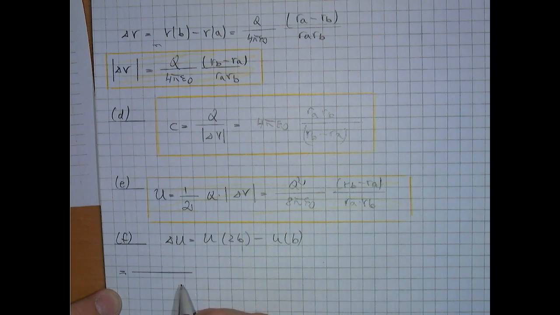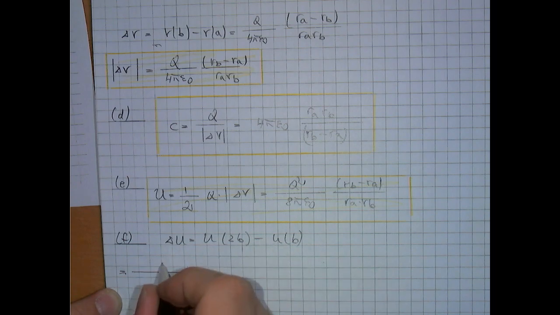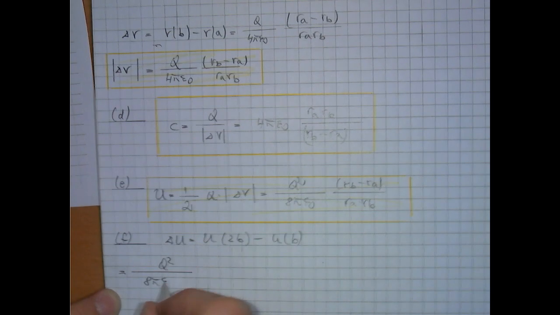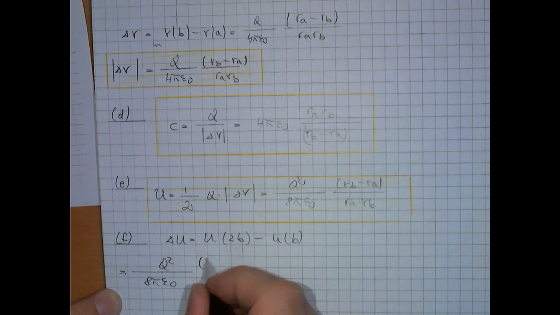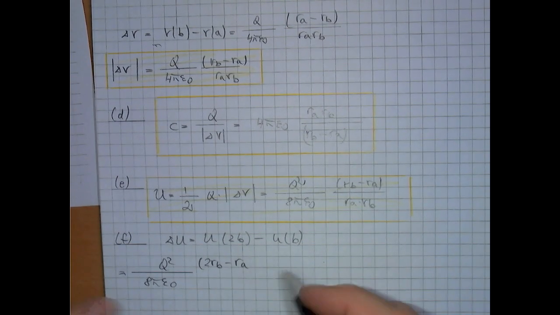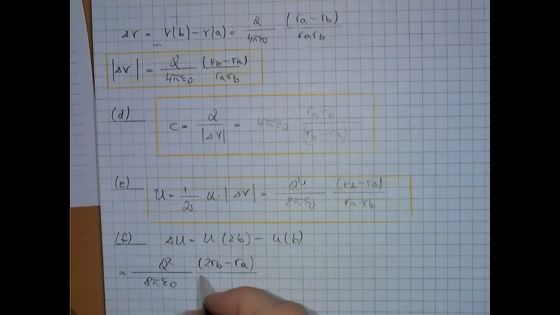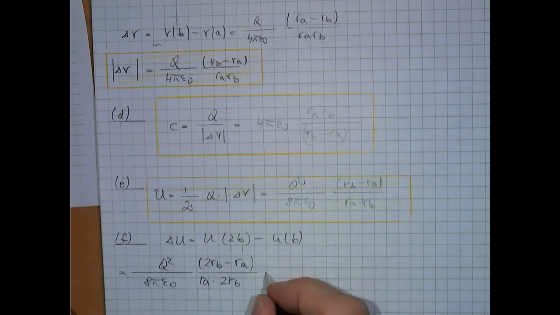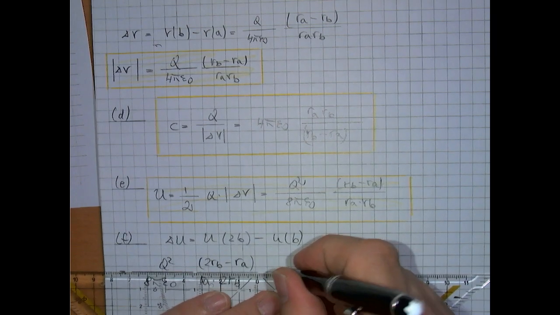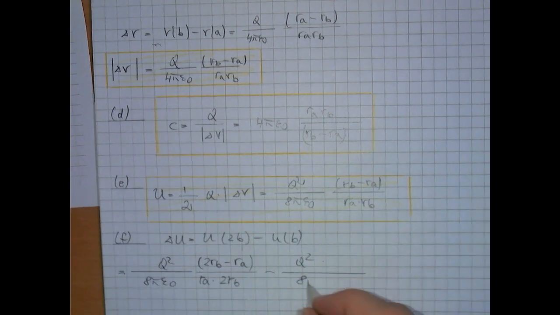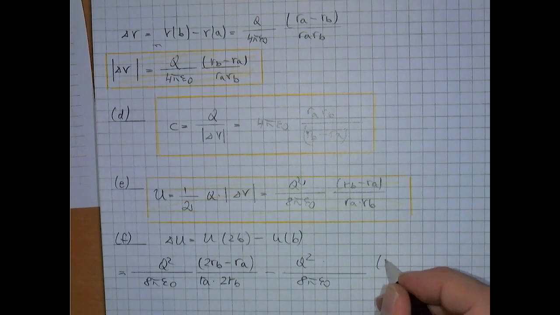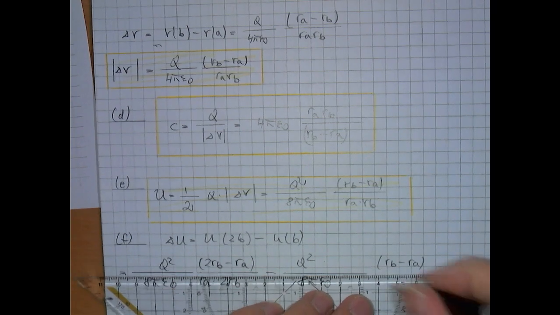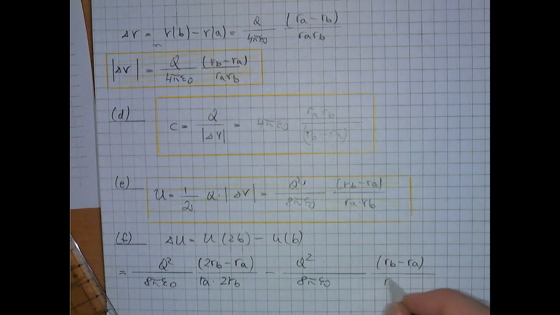So let's see. We would have here Q squared divided by 8 pi epsilon naught, then we have (2r_B minus r_A) divided by r_A times 2r_B, minus Q squared divided by 8 pi epsilon naught, and then here we have (r_B minus r_A) divided by r_A times r_B.